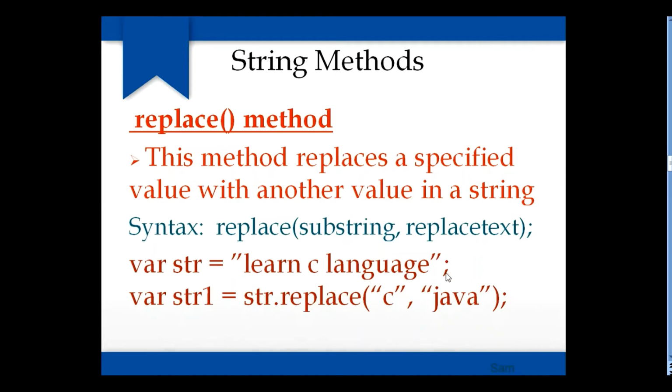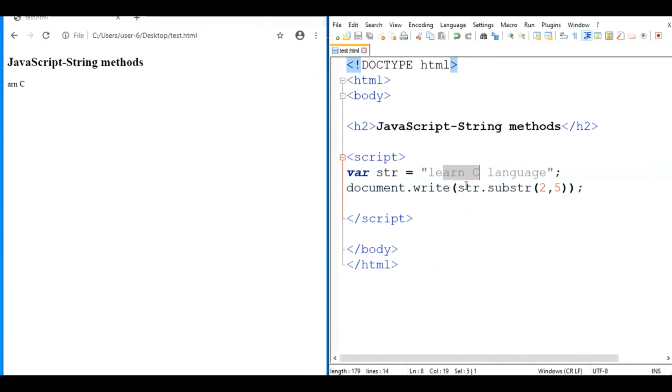So let us try this. Learn C language, then str.replace. What do you want to replace? I want to replace C with what? With Java. Now save this, run this. So this C is replaced with Java here.